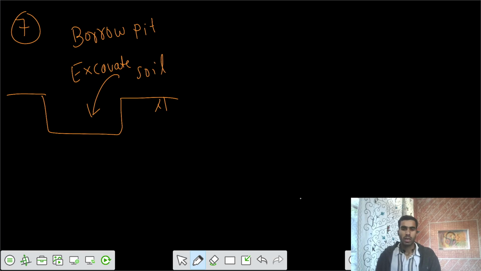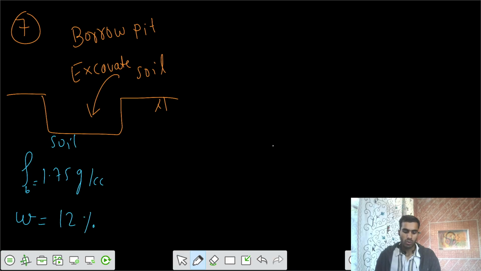Here the soil is having a density of 1.75 gram per cc. That's the bulk unit weight, we can say, because it's in the field condition. So this is bulk unit weight of 1.75 gram per cc, given in terms of density. And after that, water content is also given to you. Water content at this borrow pit is 12%.